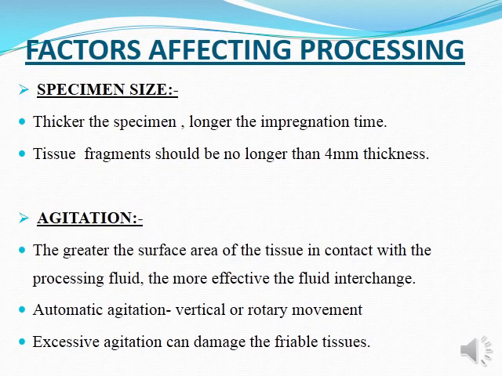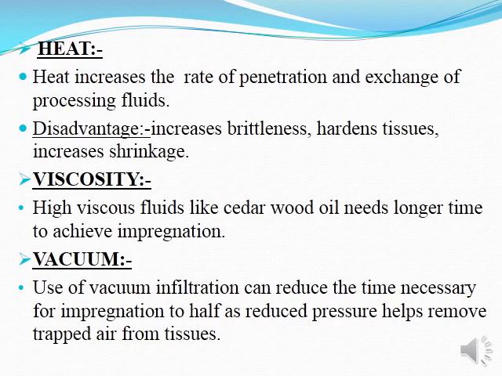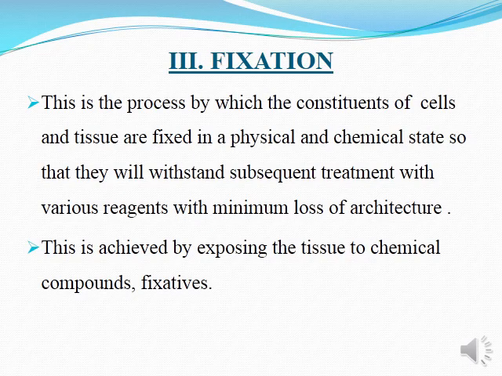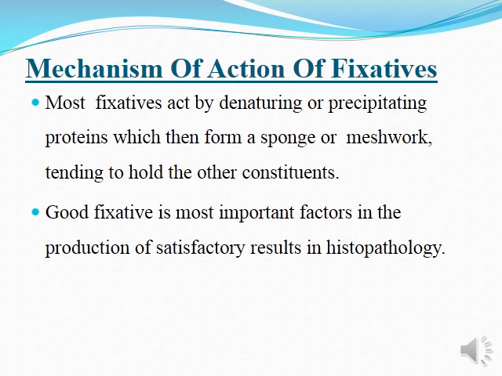Factors affecting processing include specimen size, presentation, heat, viscosity, vacuum, etc. Each process has its own pros and cons. Next is fixation. This is the process by which the constituents of cells and tissues are fixed in a physical and chemical state so that they will withstand subsequent treatment with the various reagents with minimum loss of architecture. This is achieved by exposing the tissue to chemical compounds called fixatives.